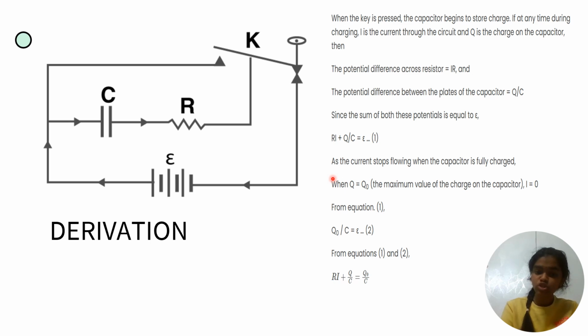And as the current stops flowing when the capacitor is fully charged, it becomes what? An open circuit. The current flowing is equal to 0. So at that condition, Q is equal to Q naught, the maximum value of charge on the capacitor, and I is equal to 0. That means the current is now not flowing. From equation 1, as I equals 0, if we substitute in 1, we get that Q naught by C equals E. From equations 1 and 2, we can derive this expression.